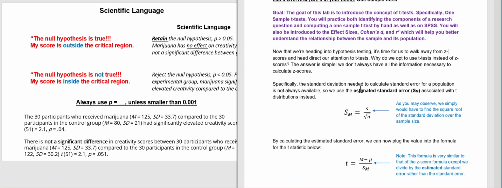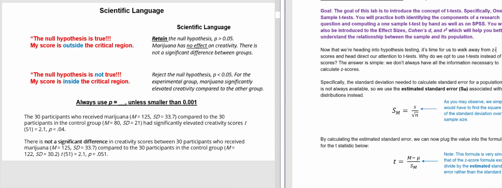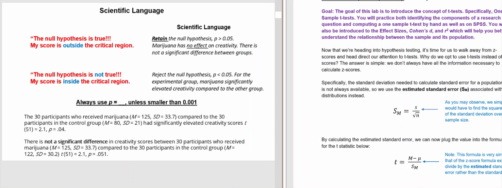By calculating the estimated standard error, we can now plug in the value into the formula for t-statistic. So this is what we're going to be calculating in order to see whether or not we can reject or retain the null hypothesis. And so let me go ahead and move on to these slides here.